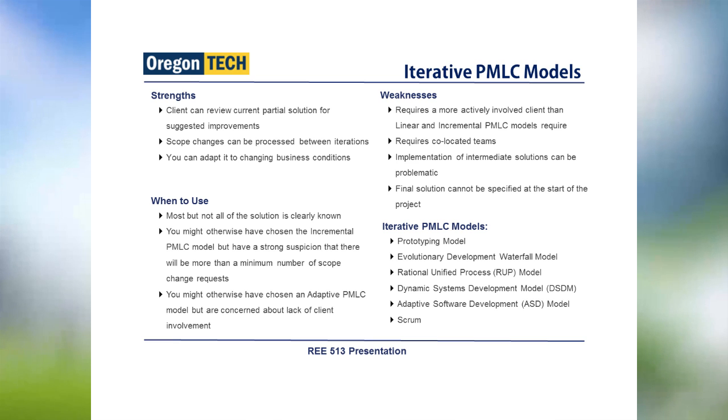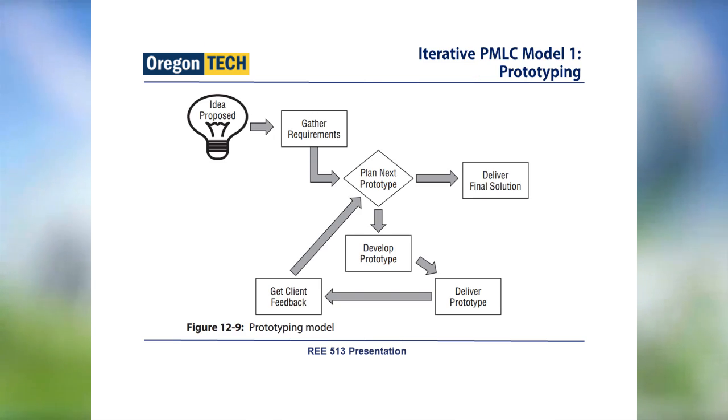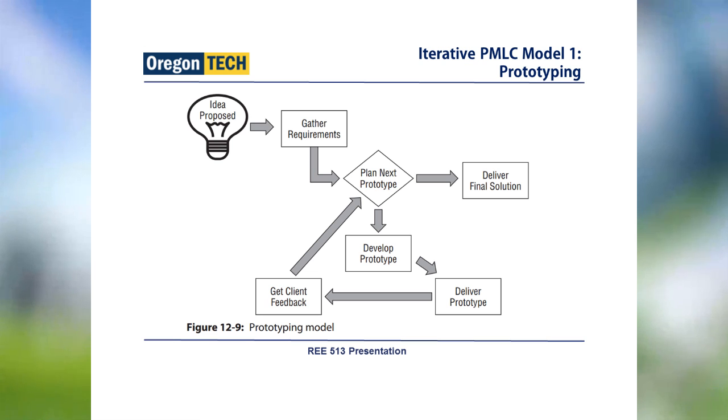There are six types of iterative PMLC model. The first type is prototyping. That means you make a prototype in every iteration for the customer to review and give feedback, and then make the next prototype.